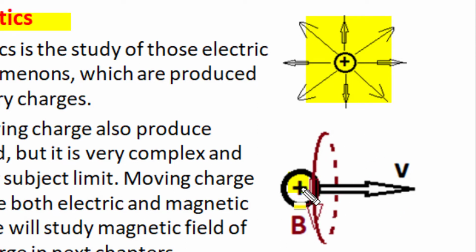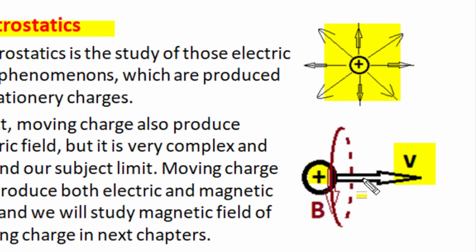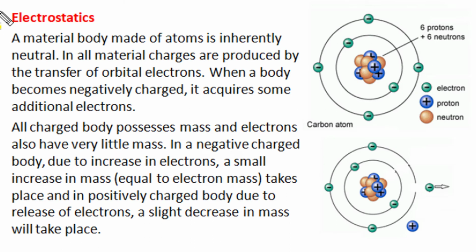And if a charge is moving with a constant velocity, it also produces a steady magnetic field surrounding it, as shown by this brown circle here. And if this charge is moving with an acceleration or deceleration, that means with varying velocity, then it will produce a time varying magnetic field. And we have to study the magnetic effect of moving charge in some other chapters. Electrostatics is the electric effect of charges.